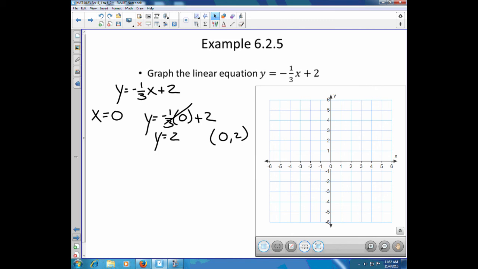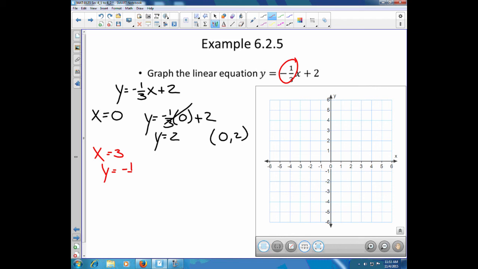Now we could try x equals 1, but we're going to run into the same problem where we're going to wind up with a fraction that we can't necessarily graph. When you have a fraction in front of x, like we do here, then start off by choosing x equals 0 and solve it just like we just did. But for your second point, for your second x value that you choose, use the denominator of the fraction. So again, we're going to let x be equal to 3.